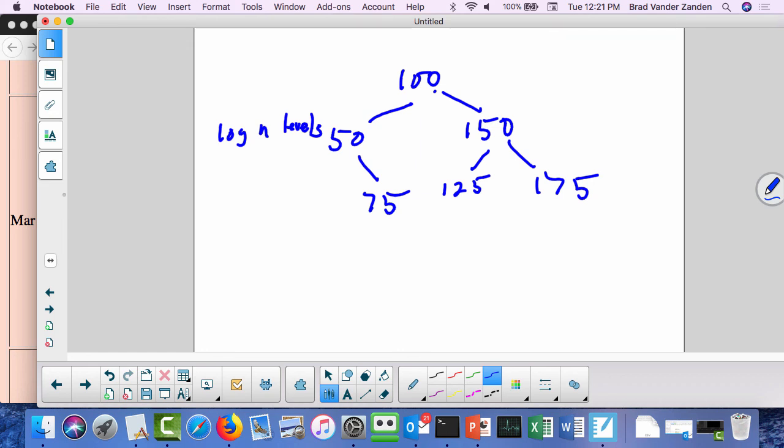Yes? What happens if you get two 100s? Like you tried to put another 100 in there? So then you'll see that we have things called multi-sets and multi-maps. In this case, what you would do is just arbitrarily put the 100 either in the left subtree or the right subtree, but you have to be consistent.